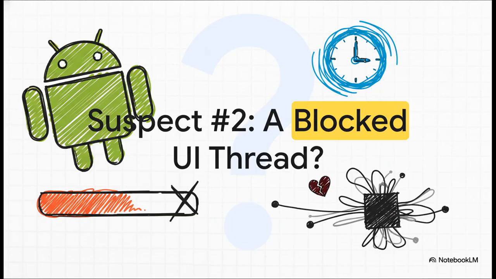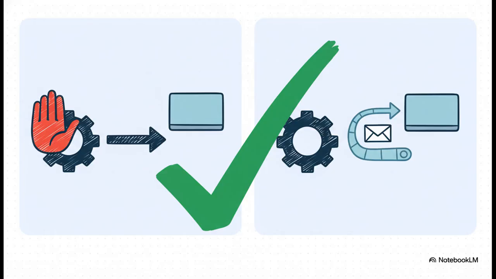What about the most common offender in the entire Android ecosystem? A heavy background task that's blocking the main UI thread. Honestly, this is suspect number one in 99% of these ANR cases. We took a hard look at how the app's background threads talk to the user interface. A classic mistake is to use a blocking call, like synchronize, which basically makes the background work grind to a halt until the UI is free. But nope, a quick look at the code shows they're using queue. This is the right way to do it. It just sends a message to the UI and says, hey, get to this when you can without stopping everything. So our second suspect is innocent too.